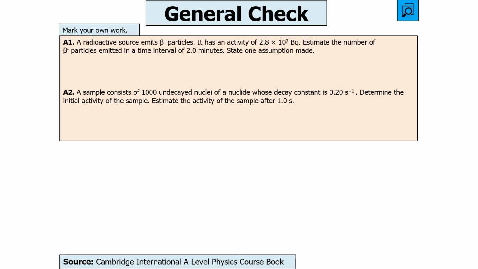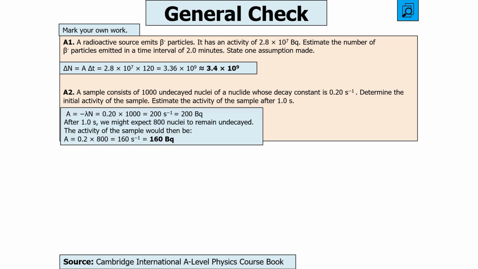Right, in this first one, we know that the number of particles is equal to A, the activity, times the change in time. So therefore it's 2.8 × 10^7 times 120 seconds, minutes into seconds, so we get 3.4 × 10^9 beta particles, and that's assuming that the activity remains constant. Now, in this next one, we also know activity is equal to the decay constant times N. So it's 0.20 times 1,000, which is equal to 200 s^-1 or 200 becquerels.